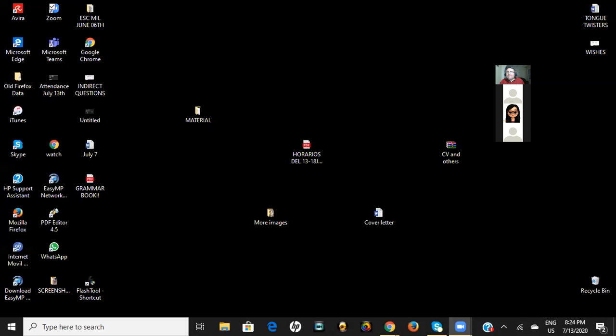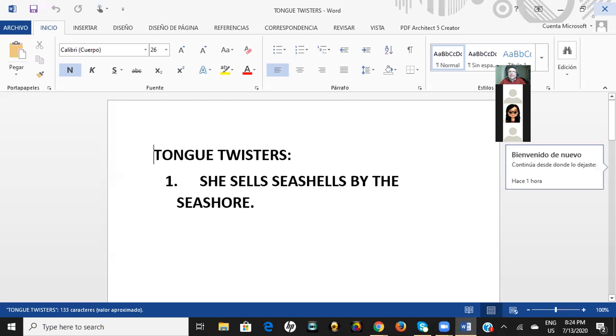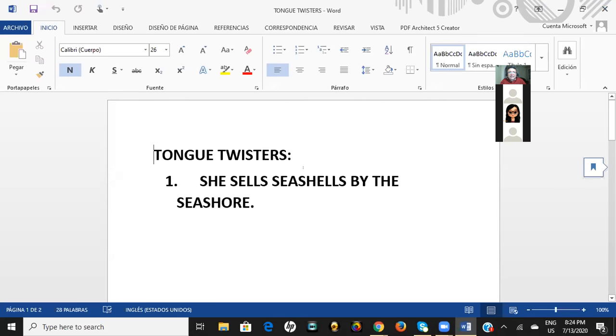Someone else? Okay, what about tongue twisters? Do you guys practice with tongue twisters? No. Do you know any tongue twisters in English? No, teacher. Let me show you a page. Okay, when we practice with tongue twisters, not only are you practicing your fluency and your accuracy, but you're practicing specific sounds in particular. So can you see the paper that I'm sharing with you? Okay.